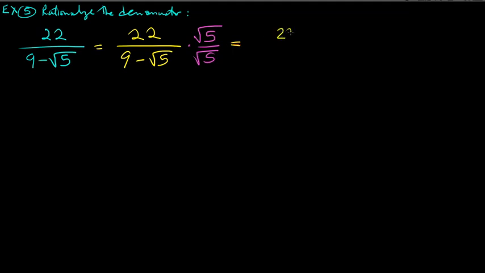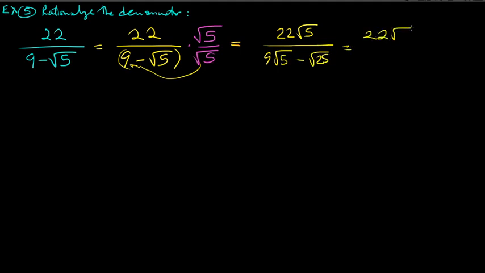The numerator's fine, 22 square root of 5. The denominator becomes, well, remember, there's parentheses here, so you have to distribute the square root of 5. So 9 square root of 5 minus 5 times 5 is 25, right? So square root of 25 becomes 5. So you have 22 square root of 5 in the numerator, and then you have 9 square root of 5 minus 5.